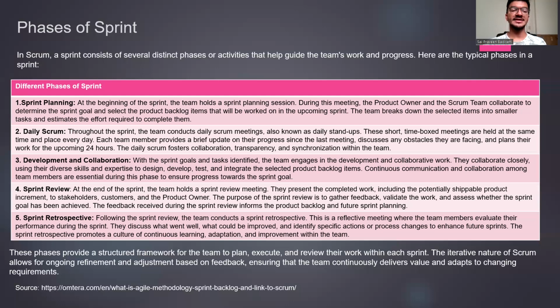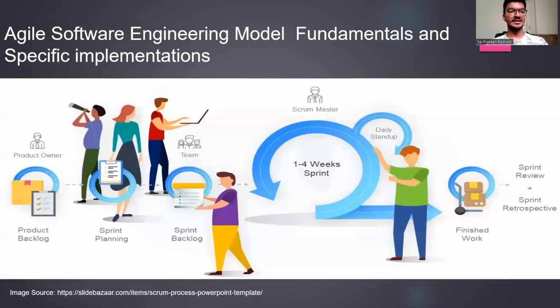At the end of each sprint, the team holds a sprint review meeting. They present the completed work, including the potentially shippable product increment, to the stakeholders, customers, and the product owner. And sprint retrospective. The sprint retrospective is basically a reflective meeting where the team members evaluate their performance during the sprint. And now coming to the fundamentals.